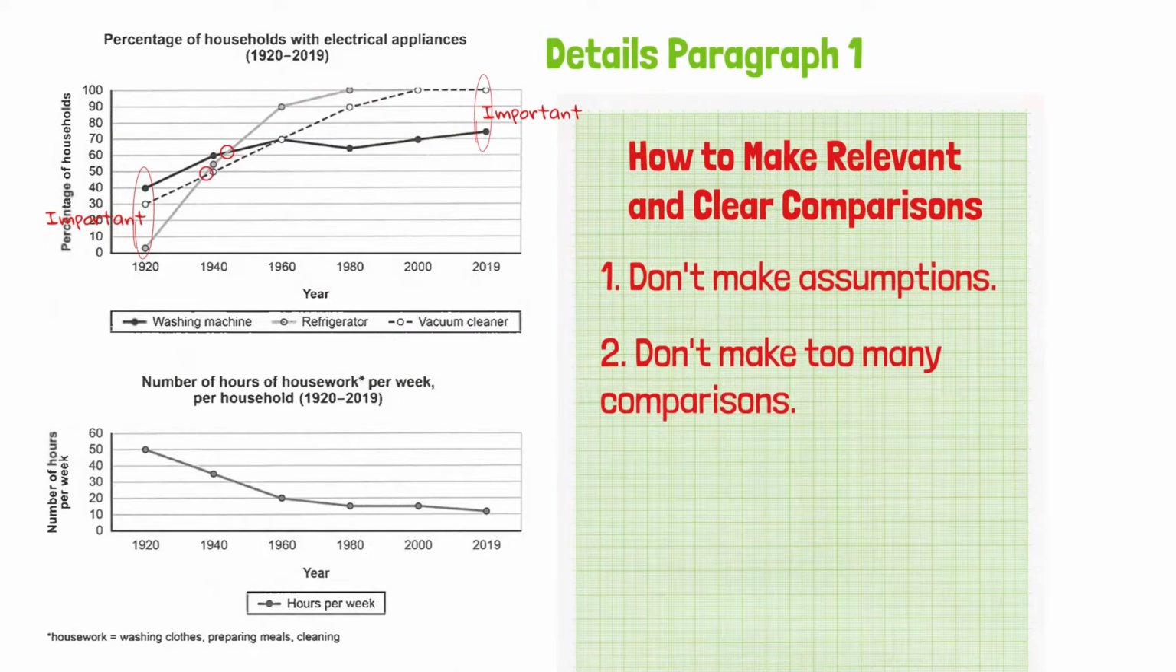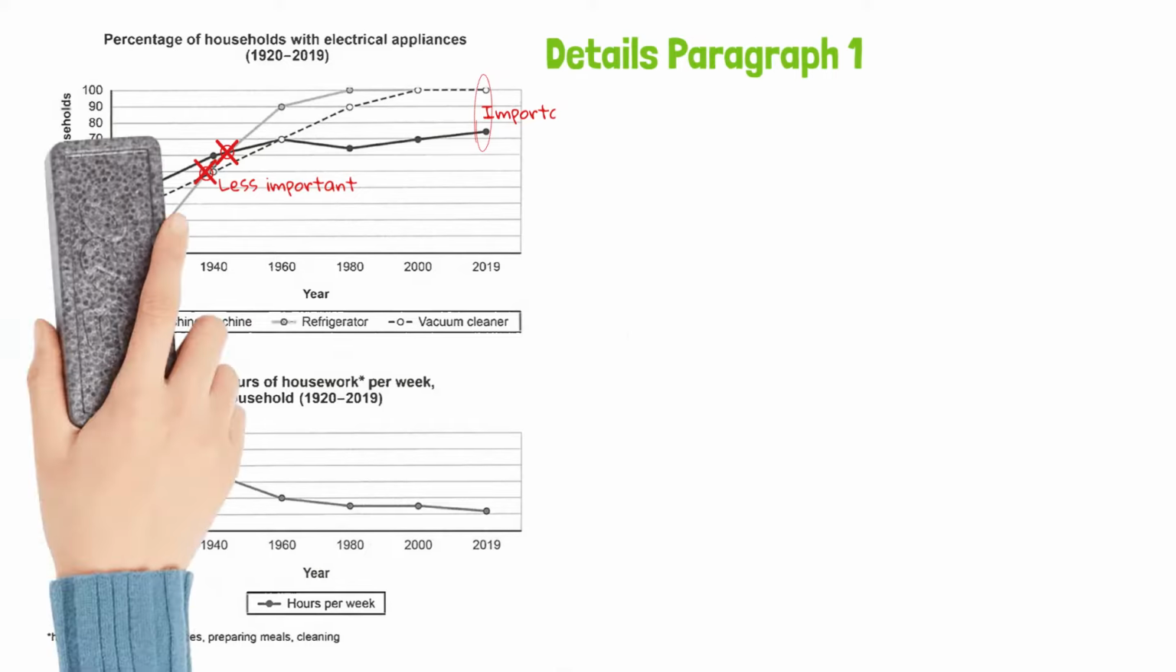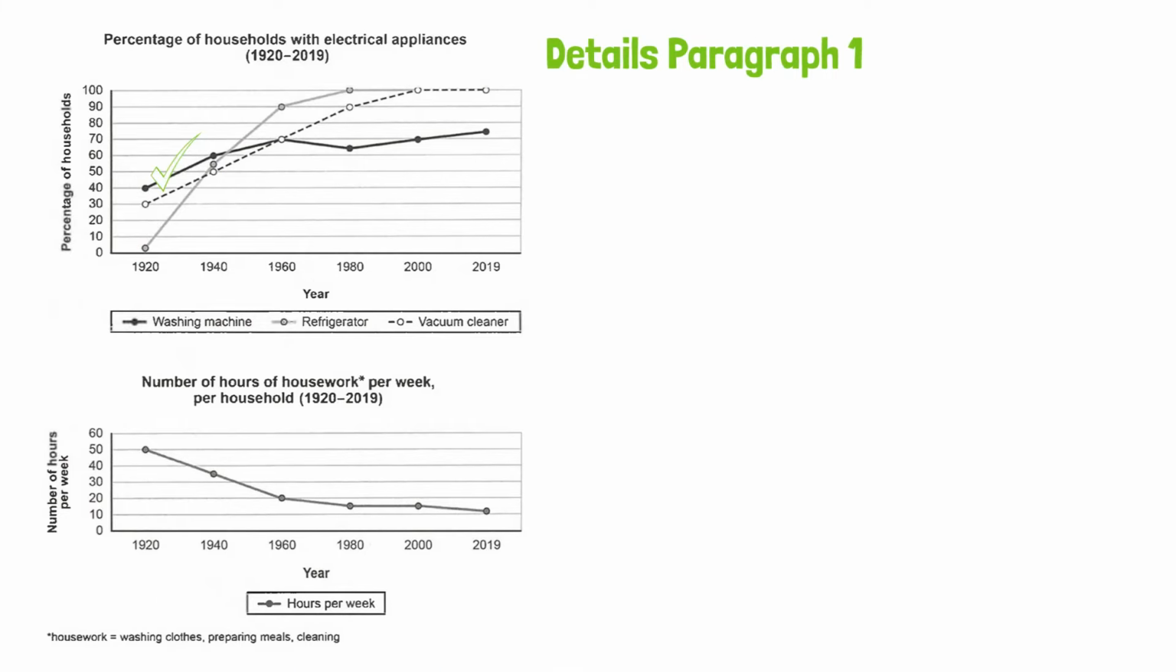I'm not saying this feature isn't important at all, but it is less important than the numbers at the beginning and the end of the period. I definitely don't want to make my essay super complicated. I have to make a choice, especially when there is a lot of data. And I choose not to report when refrigerators overtook the other 2 appliances. Now let's start with washing machines.